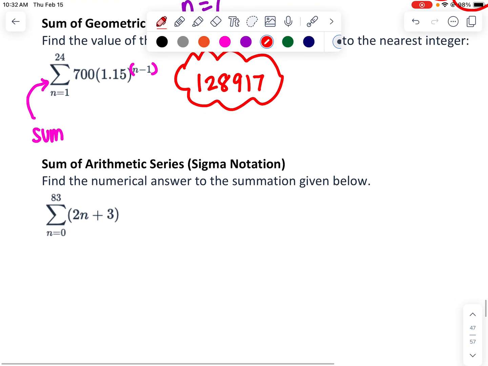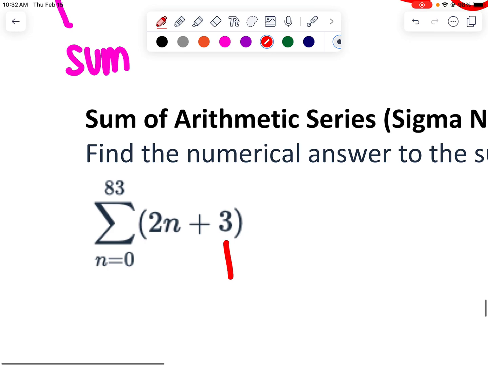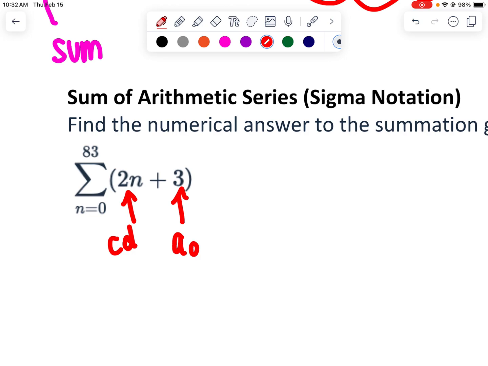All right, you can do arithmetic series as well. So this is arithmetic. Here's the zero term. There's the common difference, 2. They want to add up the first 83 numbers. So again, you can just type this into Desmos, type in sum, and then it goes from 0 to 83, and then we just type in the rule 2n plus 3. Again, you do have to put that in parentheses, so it does the whole rule. And my sum is 7224.